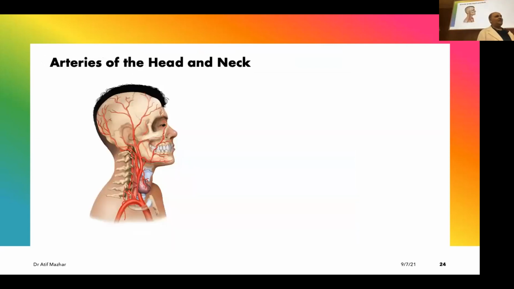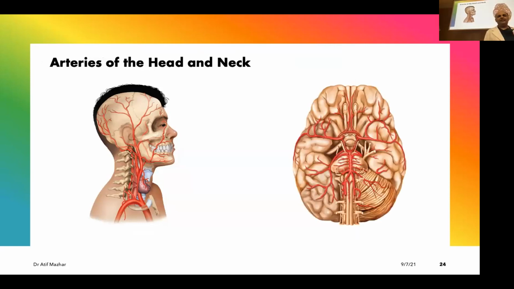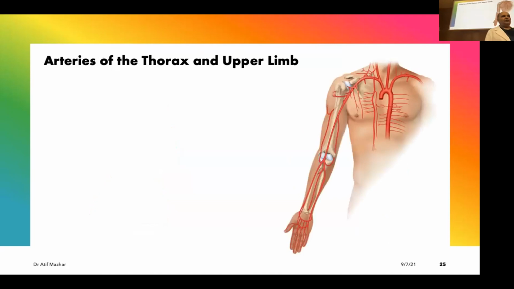These are the arteries of my head and neck, and we talk about the right and left common carotids. They are going to the brain, supplying the face, supplying the neck. These are the upper limb. As you'll be doing MSK shortly, look at it.